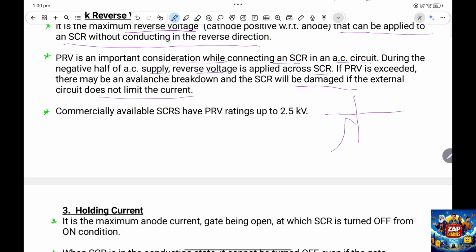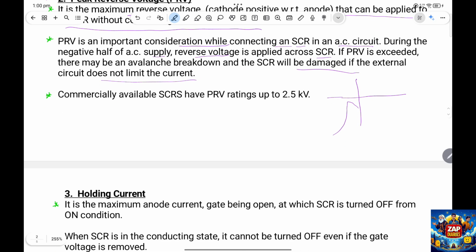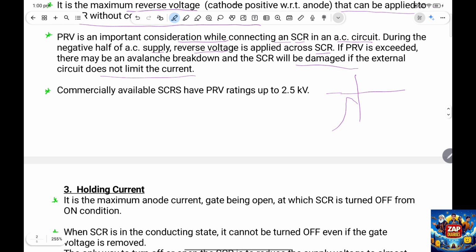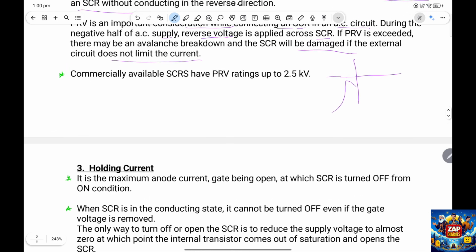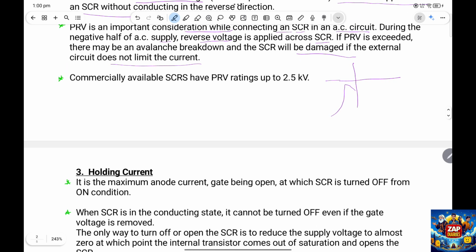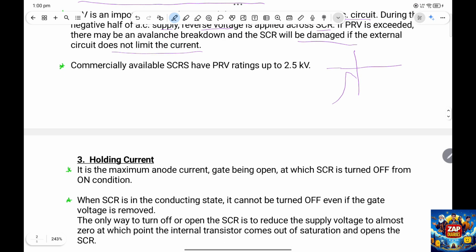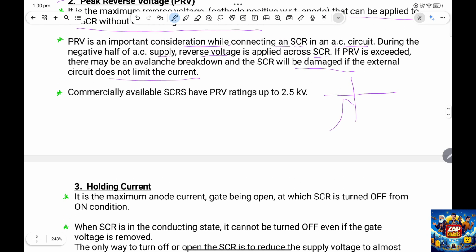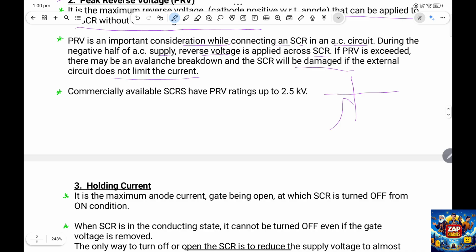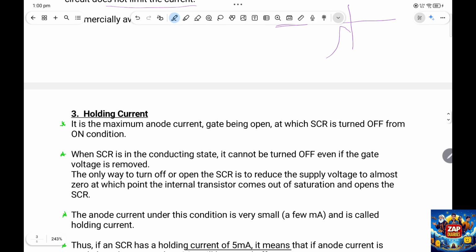This case is only possible with AC operation. So keep in mind, it is only during the negative halves of the AC supply. Commercially, SCRs have a peak reverse voltage rating up to 2.5 kV. That's a good one.